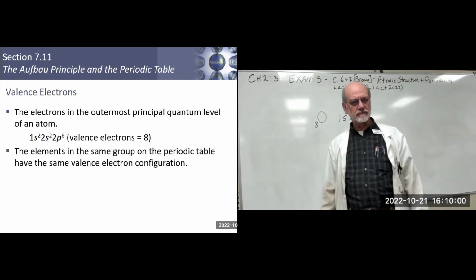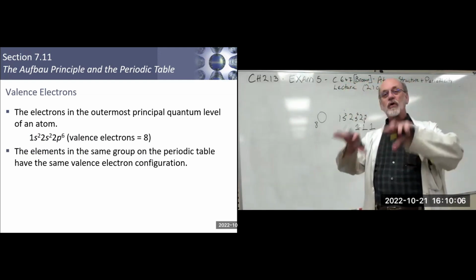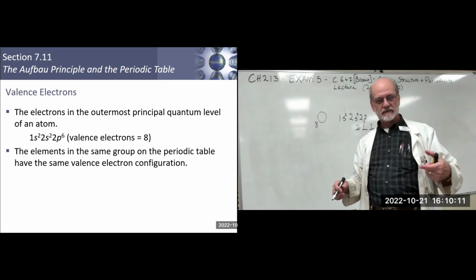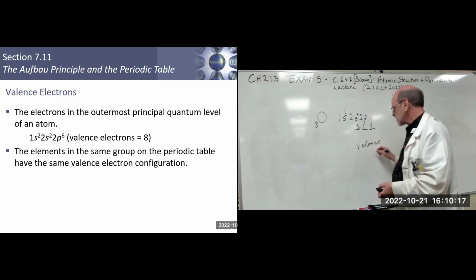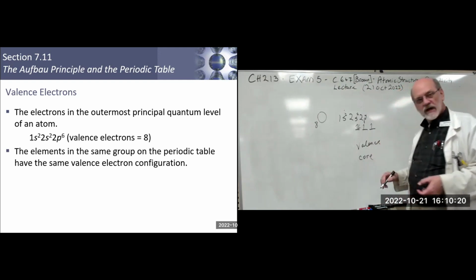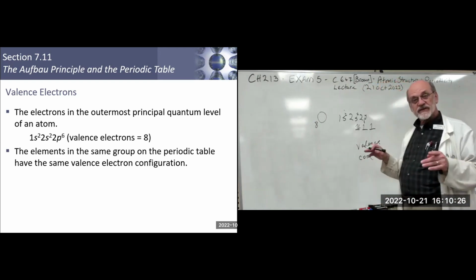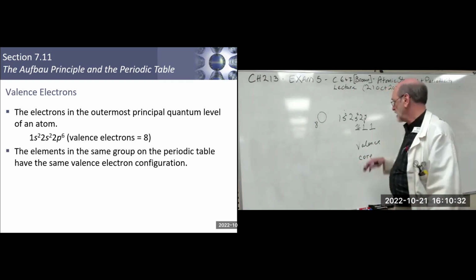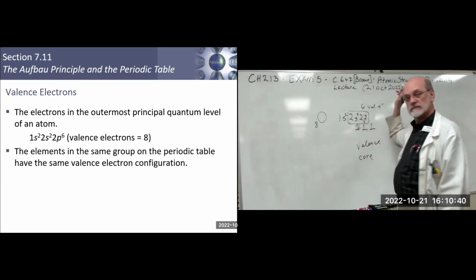Now, what's a valence electron? Technically speaking, a valence electron is the outermost electrons in an atom that are also available for bonding. That's valence as opposed to core. Core electrons are not available for bonding. Only valence electrons. And the valence electrons are all the electrons that have the same principal quantum number. So for this one, you've got quantum number 2, you have 6 valence electrons. Okay?